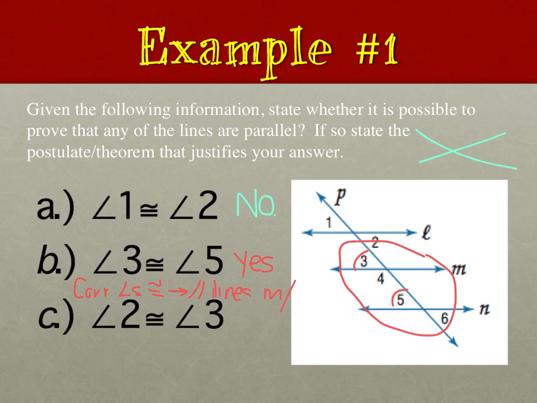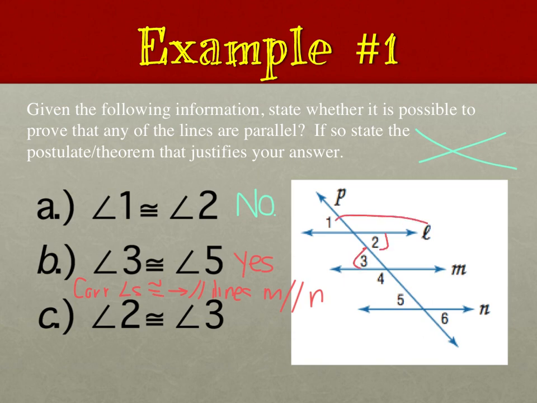Now, which lines would be parallel here? M parallel to N. Because P would be the transversal, M and N are our lines that would have to be parallel. I erased everything that I drew there. And part C, angle 2 and angle 3. If these 2 angles are congruent, 2 and 3.